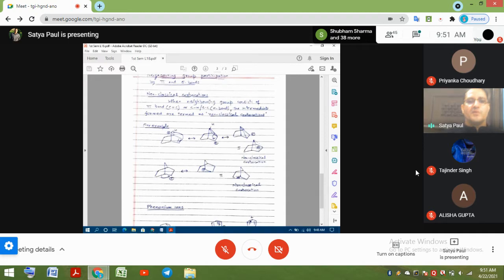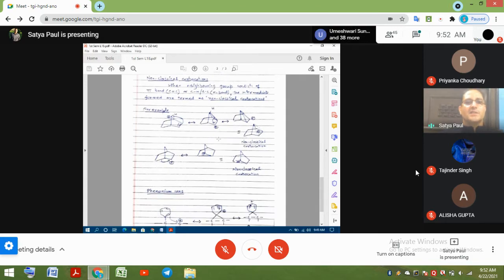Earlier, you know the carbocations: the tertiary butyl carbocation, secondary benzylic carbocations, allylic carbocations. Those are the normal carbocations. When the neighboring group consists of a pi bond, meaning a carbon-carbon double bond, or a C-C sigma bond, the intermediates formed are known as non-classical carbocations. So let us talk about non-classical cations and see how these are formed.